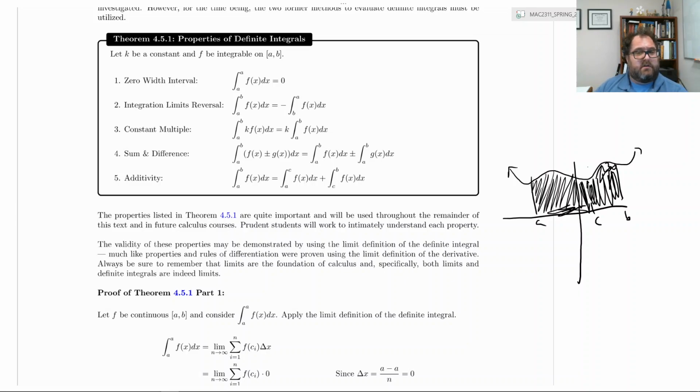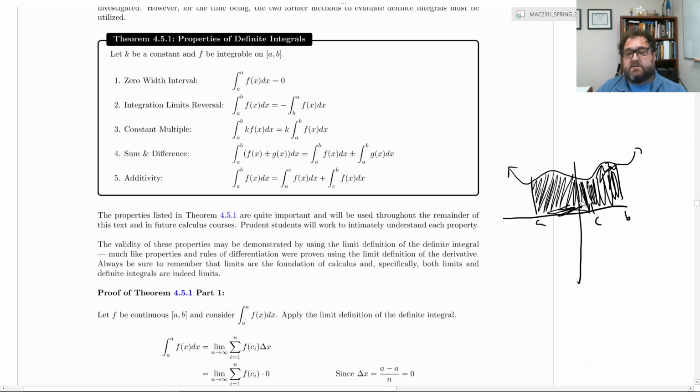But here's the weird approach. So it makes sense like that, right? But notice in property 5, or in the setup to the theorem, "let k be a constant and f be integrable on [a, b]," it specifies nowhere that c has to be between a and b. So this makes geometric sense quite nicely if c is between a and b.